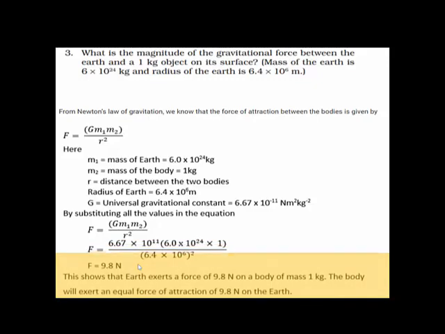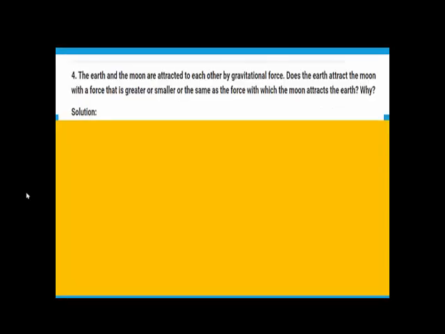If you solve it, you will be getting 9.8 newtons. 9.8 newtons is what you will be getting. Fine, let's move to the next question.